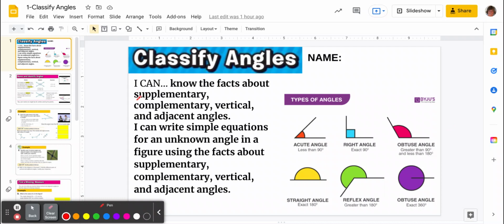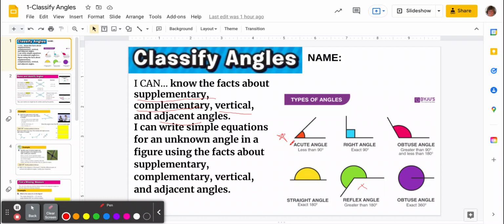We have some words here. We have supplementary, complementary, vertical, and adjacent. And then we also have these types of angles, and these are types of angles according to their size. And then you see down here as well, we probably will not be using reflex angle, but we will be using all of the rest of these.